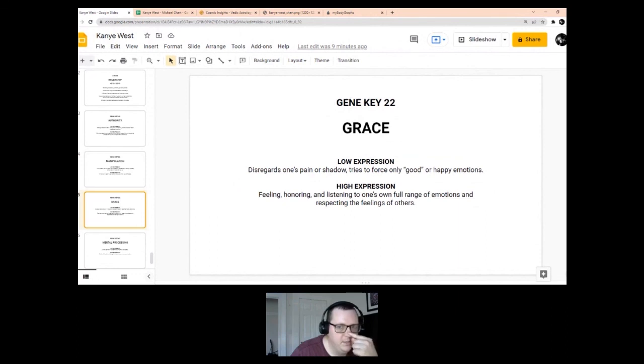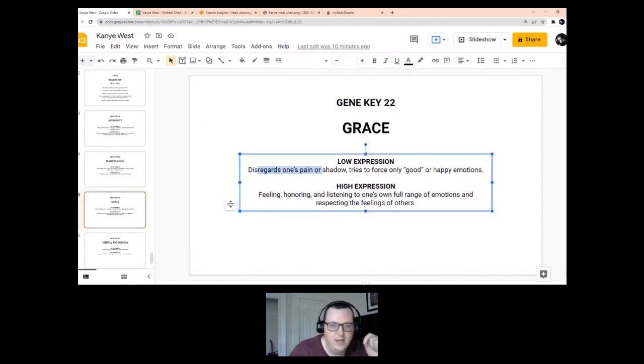Gene key 22 is associated with grace. The low expression is disregarding one's pain or shadow. So the shadow emotions, the stuff that we haven't processed. You could be just pushing that down and only trying to force the good or happy emotions. The higher expression is feeling, honoring, and listening to one's full range of emotions and respecting the feelings of others. So it's opening to feel more about the full range of emotions, essentially. So that's gene key 22.